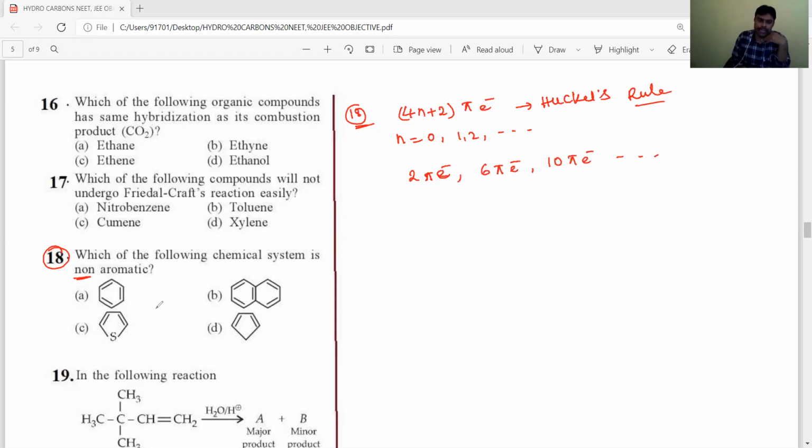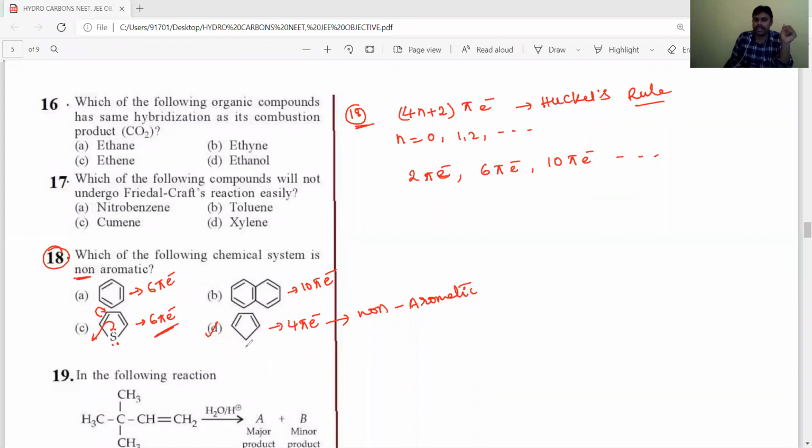Those compounds are aromatic. Observe that benzene has 6 pi electrons, and this one is thiophene. In thiophene, sulfur has two lone pairs of electrons. Among them, one lone pair is involved in resonance. That's why a total of 6 pi electrons are involved in conjugation, and that's why it is also aromatic. And naphthalene has 10 pi electrons and it is aromatic. But this compound has only 4 pi electrons, so it is non-aromatic. So the D option, cyclopentadiene.